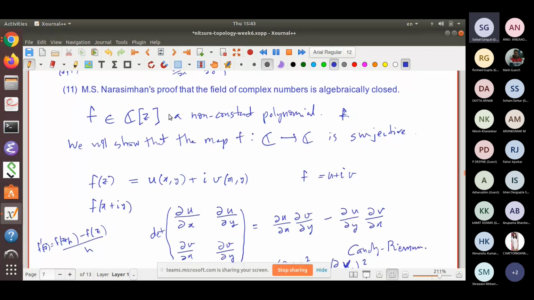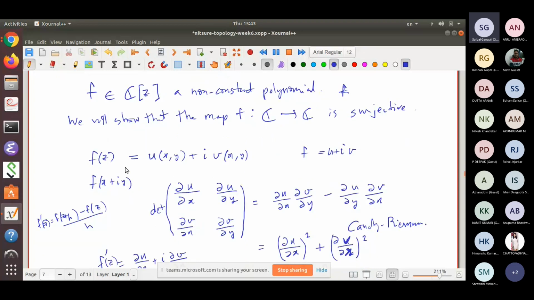After that, I gave you Narasimhan's proof. Narasimhan was my thesis advisor. I learned this proof from him many years after I finished my PhD with him. And he said that it's very simple by properness. He just said one or two sentences, so I'm telling you the details. So if I have a non-constant polynomial, then the resulting map is surjective, which is the statement of the fundamental theorem of algebra.